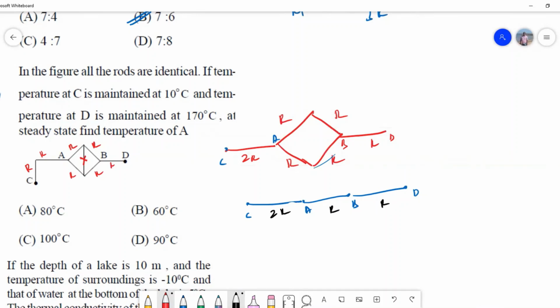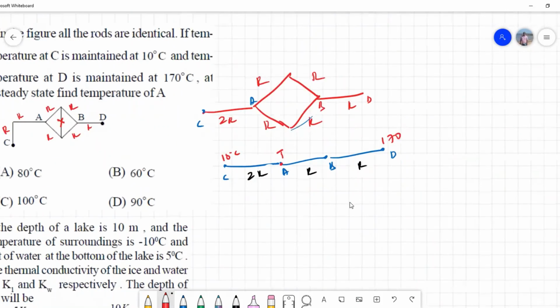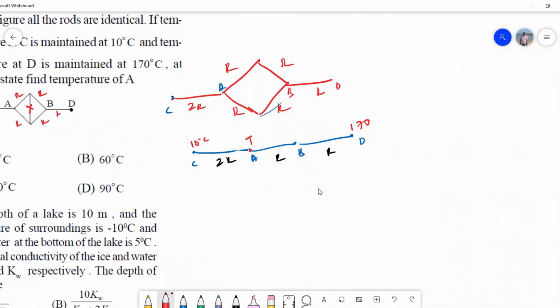So some data is given here. What is given? The temperatures are mentioned here. C is maintained at 10 degrees centigrade, and temperature D is maintained at 170. Now, at steady state the temperature of A we don't know. Let us take it as T. If I take this entire thing as a single one, between C and D, what is the total resistance? 4R. So I'll draw one more diagram. Here, this is C and this is D, and the net resistance is 4R.